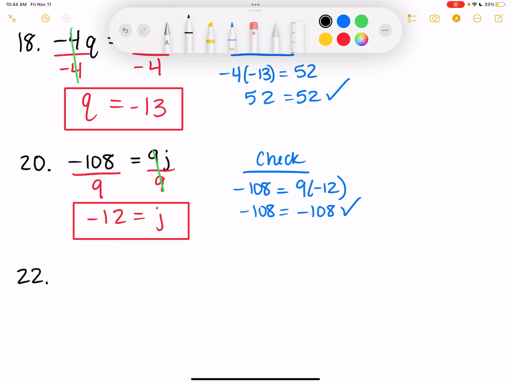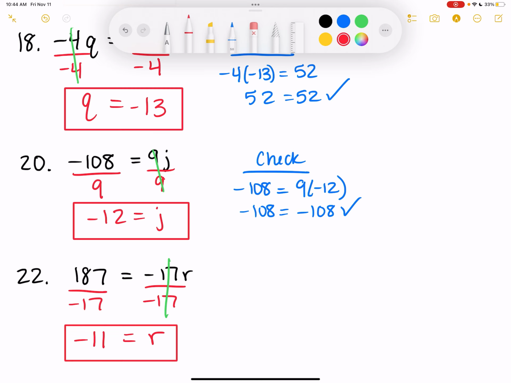22. 187 is equal to -17 times R. We'll do this one. Yep, divide by -17. Then they cancel. Leaves you with an R on the right. Then 187 divided by -17. 11. Positive or negative? Negative. Yep.